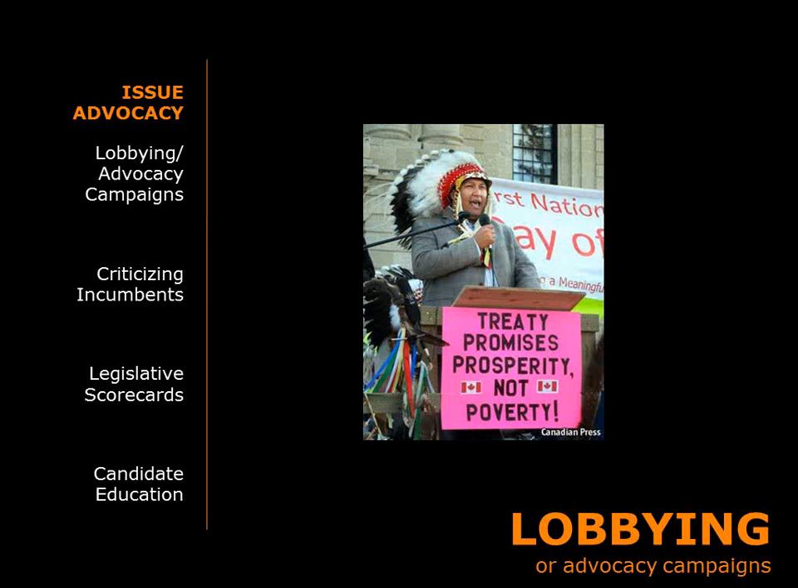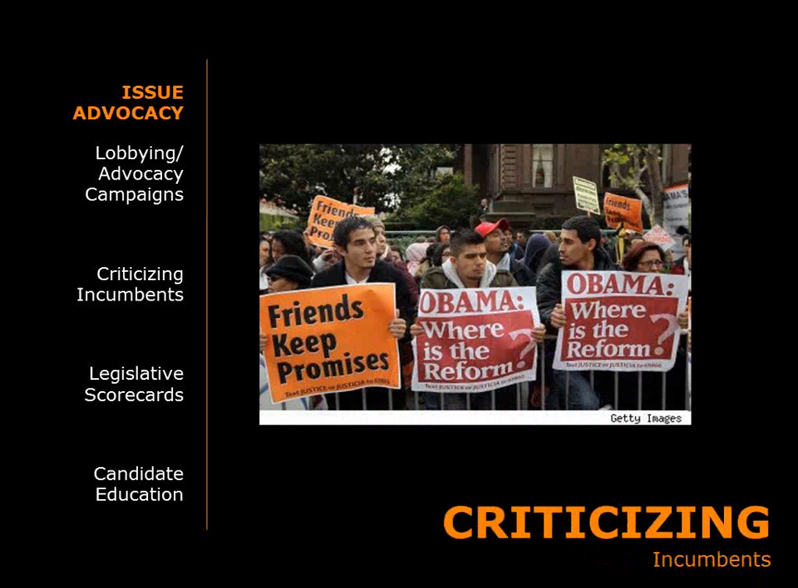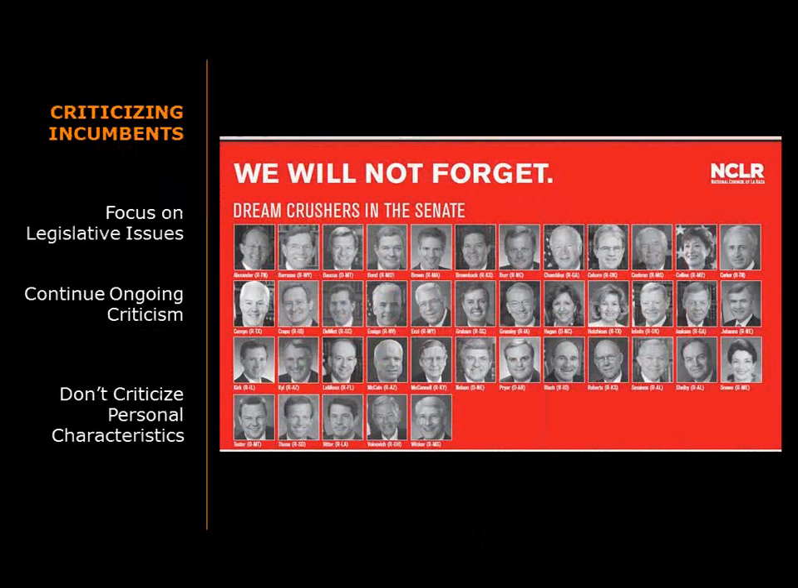We care about issues. So you can continue your lobbying campaigns, your advocacy campaigns. We can continue to be outspoken on those issues that matter to our organizations. But during an election, you want to be sure not to criticize based on the fitness for office. As we see here, we can criticize incumbents, but we don't want to ramp up our criticism just because this person happens to be a candidate, but because of the issue, and we speak out on issues.